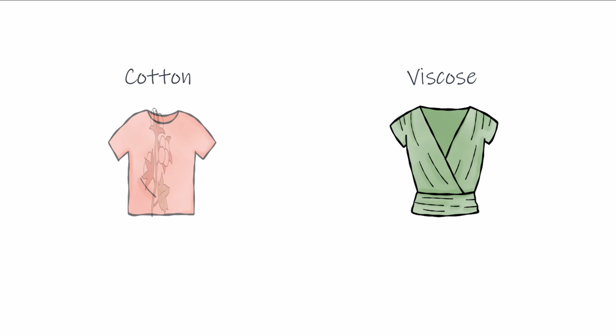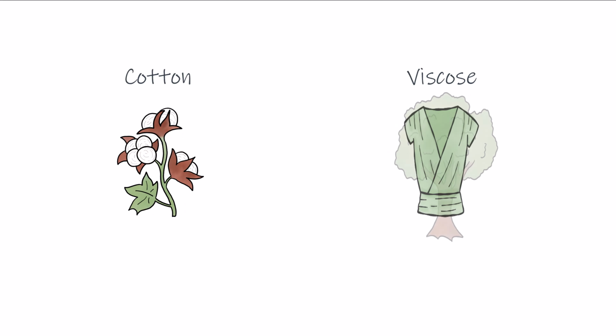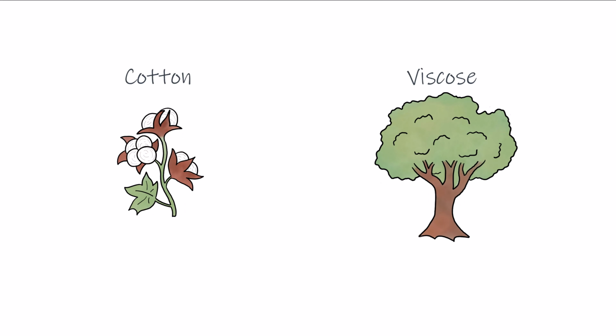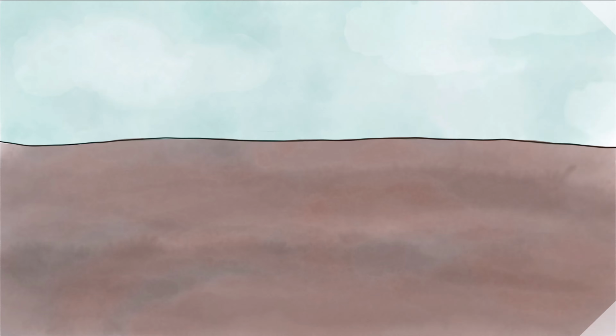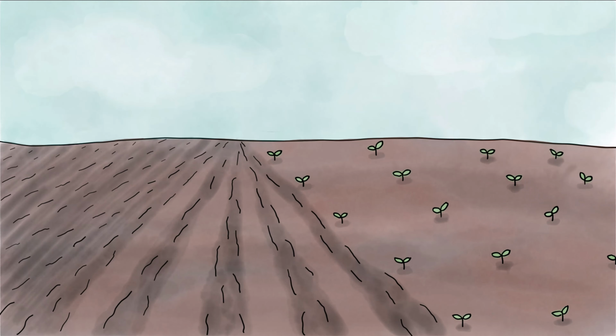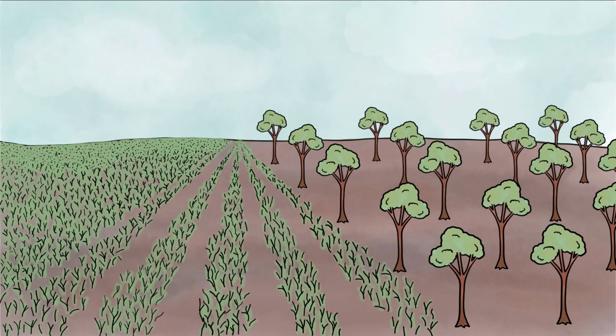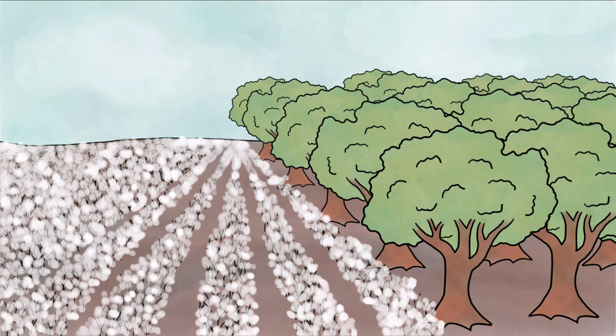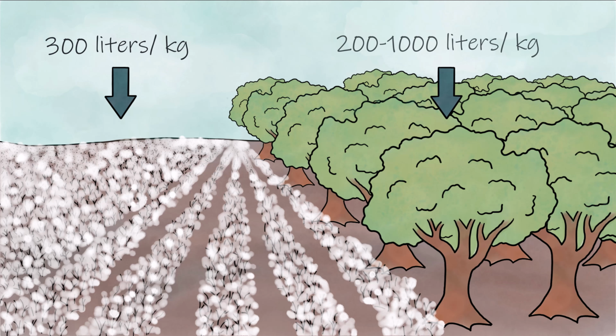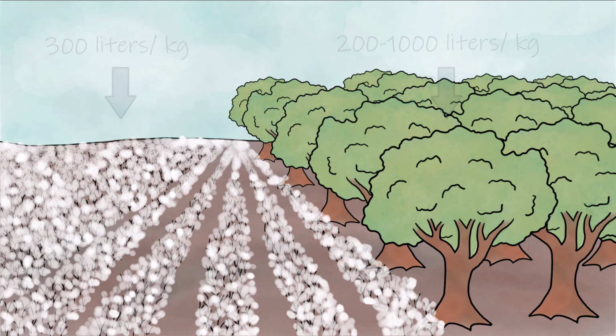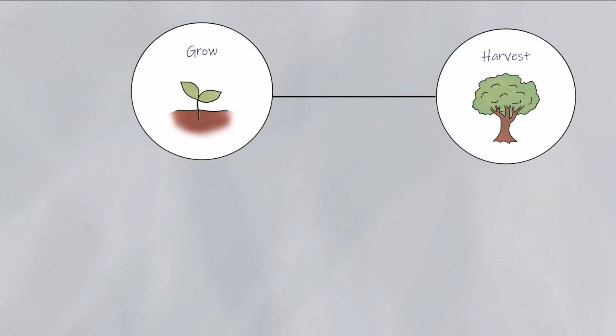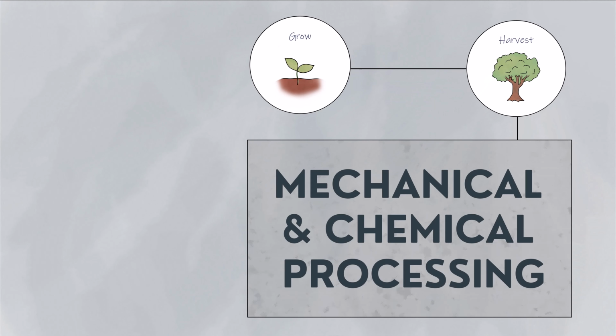Looking into some natural materials as a comparison, cotton and viscose today come from plants, whether it's the cotton plant or, for viscose, trees. Basically the process is the raw material is grown and uses an insane amount of water, like 300 liters of water per kilogram of cotton, and a lot of water for trees too. So the raw material is grown, it's harvested, it's processed down mechanically and chemically into the inputs for fiber spinning.